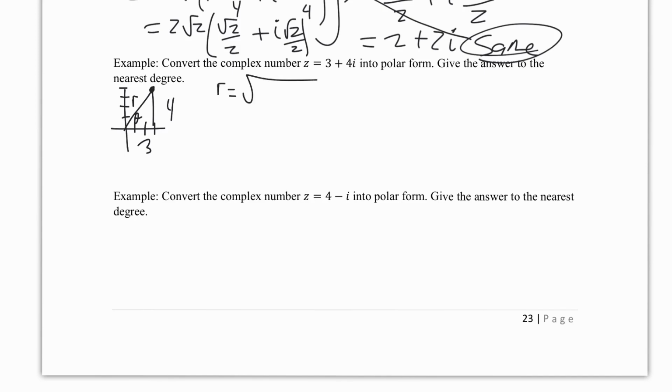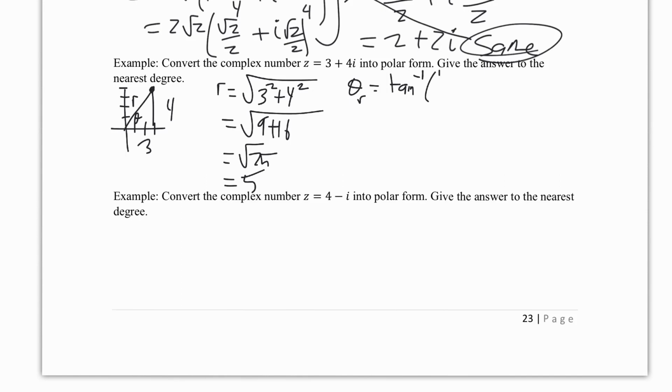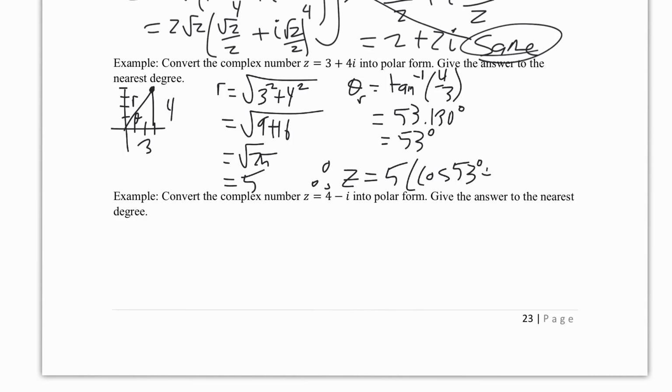So r will be equal to the square root of 3 squared plus 4 squared. So 9 plus 16, so root 25, or just 5. Now theta, we'll use the reference angle, will be tan inverse of 4 over 3. We're going to need a calculator for that, so that'll be 53.130 degrees. So let's go 53 degrees, rounded to the nearest degree, as said in the question. So then therefore, our complex number z is equal to 5 cos 53 degrees plus i sine 53 degrees.